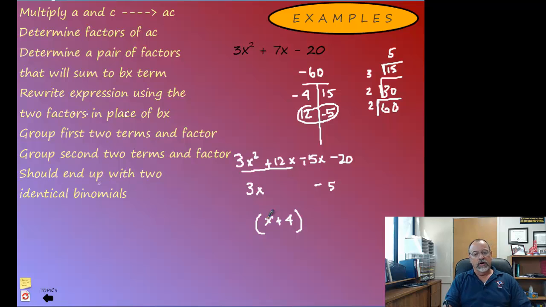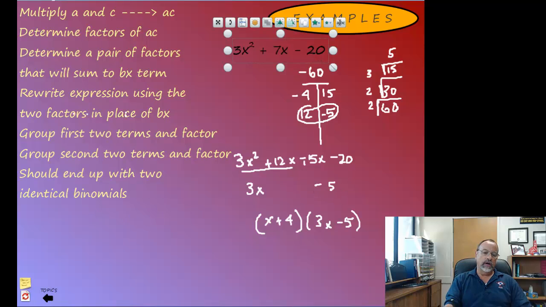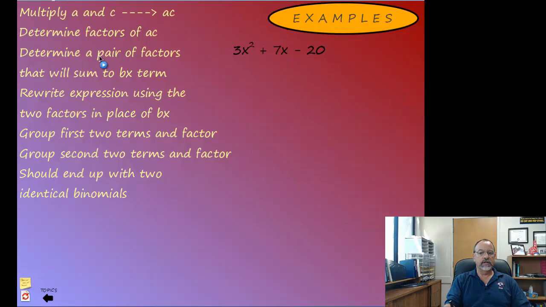Thank you. Okay, and so then I have x plus 4 comes out, so then I have 3x minus 5 left. So this would be the factored form of this binomial. Okay? All right, let's do another one. Let's see if I can't pull another one out here. I'm just going to leave those steps there for now.